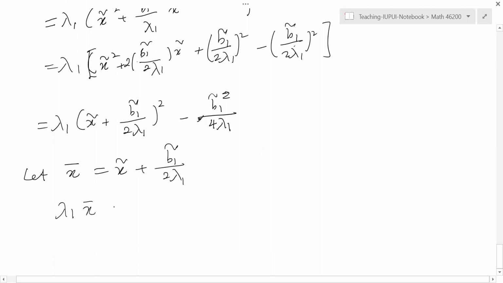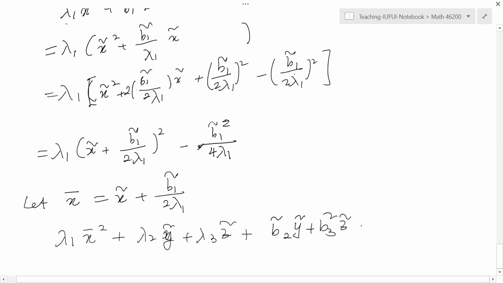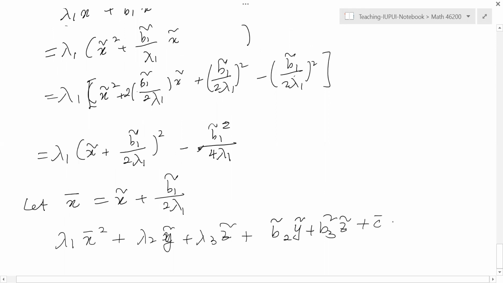All right. Then you will get λ1 x bar², and λ2 y², λ3 z², and the b1 x is gone. So you get b2 y, b3 z, and plus this c will be changed. That's why I put the c bar here. Okay.